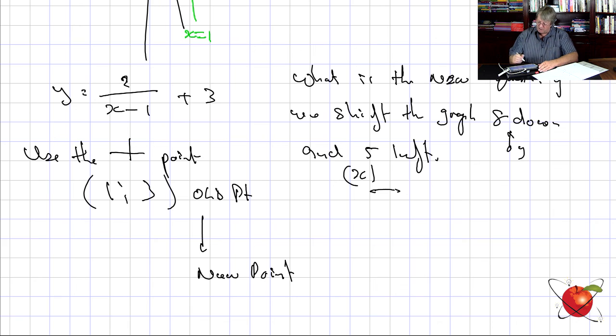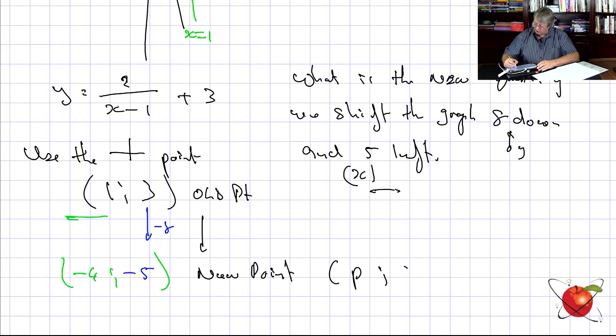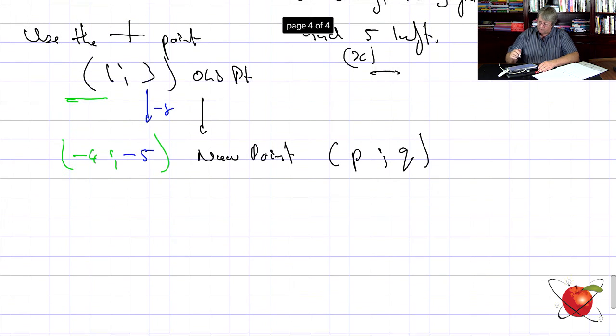Quite simple. We shift the graph 8 down. I'll just change color. So this is going minus 8. 3 minus 8, minus 5. You are going which way? Left 5. So you're subtracting 5. So you're going to end up at minus 4. Minus 4 and minus 5. So therefore, this is the new point. Same again. It's P and Q, isn't it? P and Q is what we've got there.